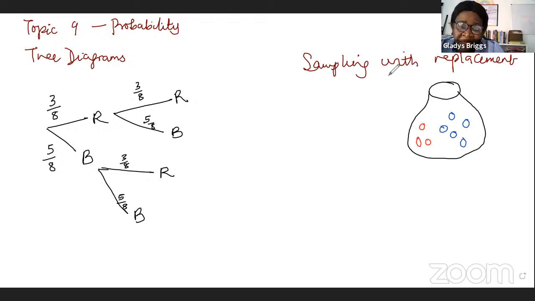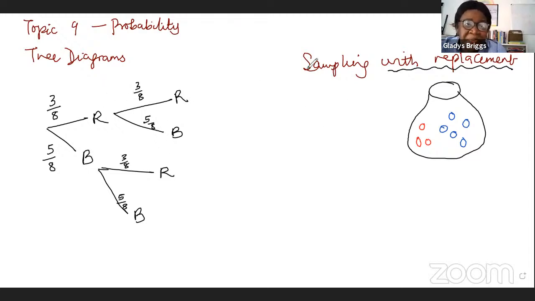Okay, so that's how you represent it on a probability tree diagram. The word that you're looking for is with replacement. So the ball is chosen and put back in. When it's put back in, nothing has changed. It's still 8 balls inside the bag. Then you choose another one, all right?